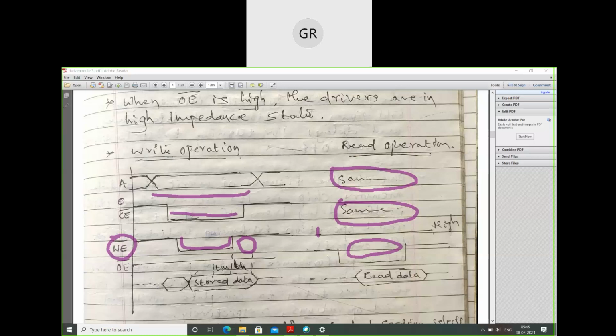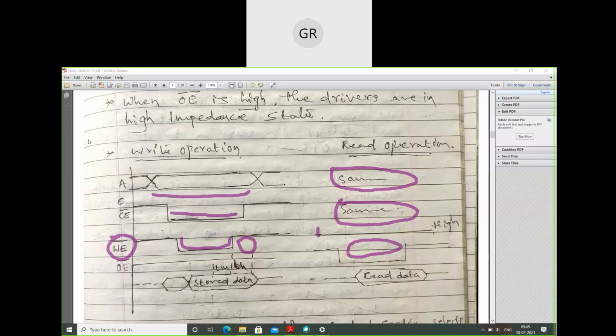Then the last is the output. Here the stored data can be held. That means OE bar will not drive the output data, which is retained as it is. Whatever the stored data is can be read. Read means the data can be fetched. That is about the write operation and read operation.